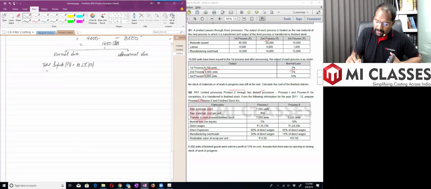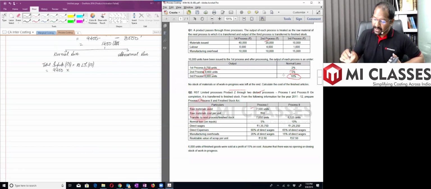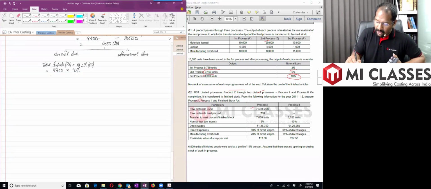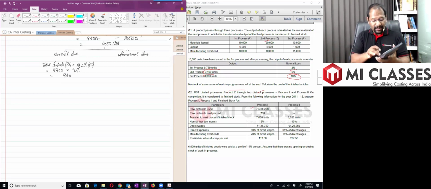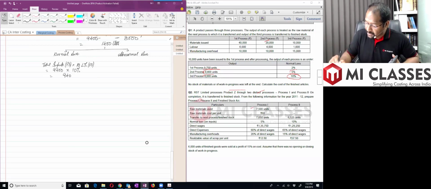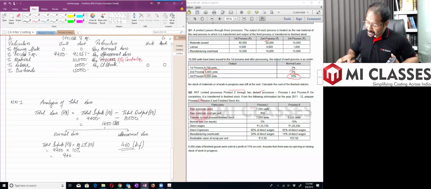So how much is the total input of process 3? Total input of process 3 was 9,400 multiplied by normal loss percentage. Normal loss percentage of process 3 is given in the question. It was 10%. So 9,400 multiplied by 10% is 940 units. So we will get abnormal loss. 1,400 minus 940 units, we get 460 units. This becomes a balancing figure, and this is a positive number, so it is abnormal loss. So now we will go to our calculation and we'll fill in the data. So normal loss is how much? 940.